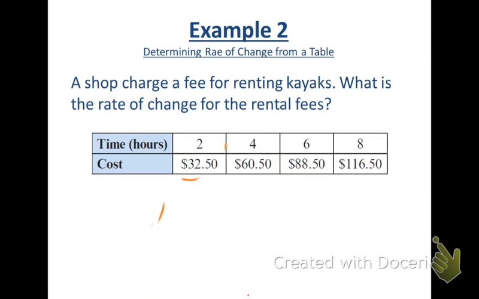So the way you would interpret this graph is that the first 2 hours, it's a minimum charge of $32.50. After that, it's $28 for each 2 hours, or $14 per hour. I don't know how you would interpret that based on what's given here. Would it be $28 per 2 hours?